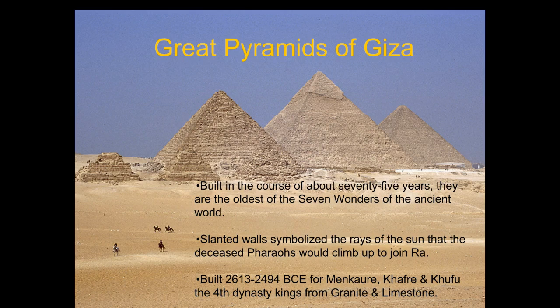And the pharaoh is buried under the building, but it's not as far down. You'll see in just a second. So we have slanted walls, which symbolize the rays of the sun. Pharaohs would climb these again. They would ascend to heaven to join Ra. This is considered one of the 7 ancient wonders of the world, and it was built for Menkaure, Khafre, and Khufu, which is basically father, son, and grandson.